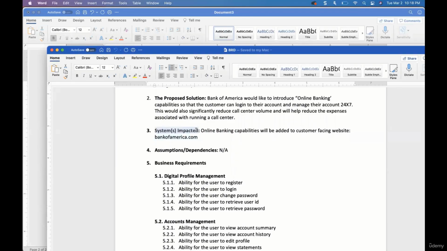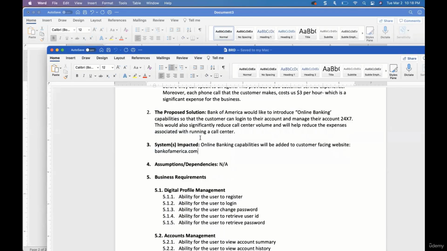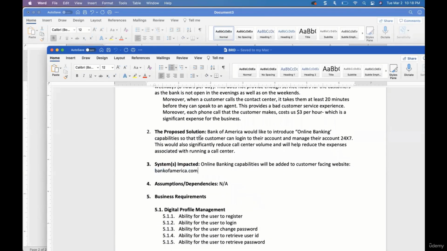So systems impacted is a section wherein I say that as a part of this project, the code changes or the requirements that the BA will be gathering and the developers will be coding will be related to which system. What is the system impacted in which we will make this change happen? So it was the customer-facing online side, Bank of America, right? I'm going to add online banking functionality to bankofamerica.com.